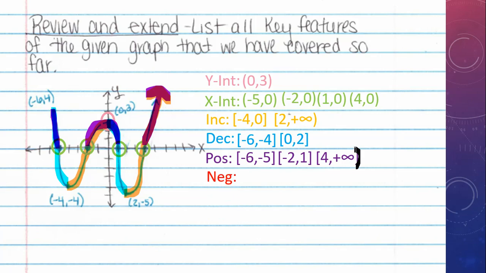Negative intervals is where the graph has y values that are negative, or where the graph is below the x-axis. First section would be here. Those x values are from -5 to -2. Second section here is from 1 to 4.